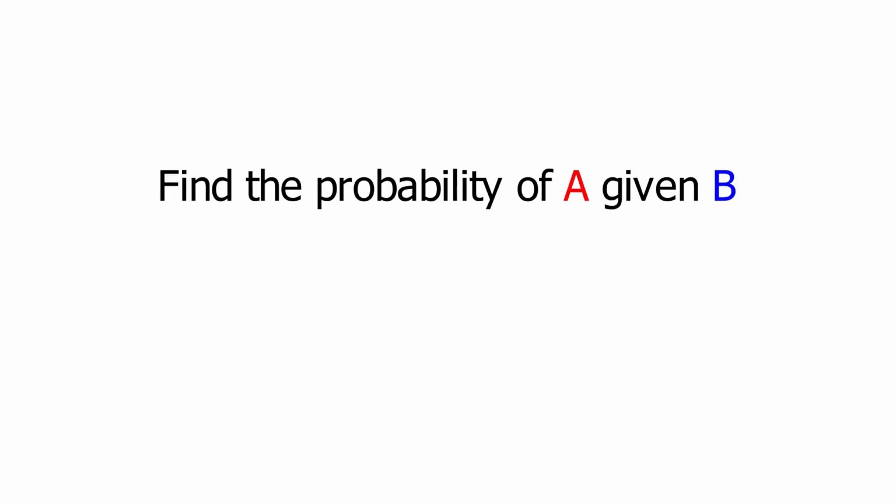So let's say we have to find the probability of A given B. Now the keyword given indicates that we're going to be using what we call conditional probability. Now as a refresher with normal probability, remember to find the probability of an event, it's always going to be the number of items in our event divided by the total number of outcomes.